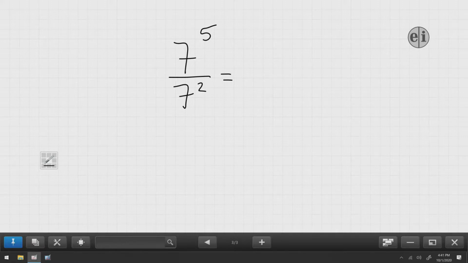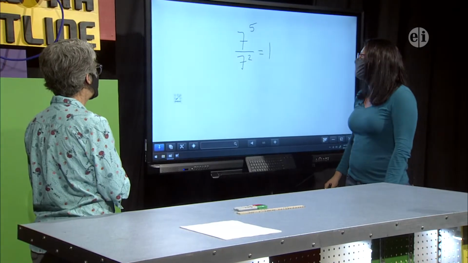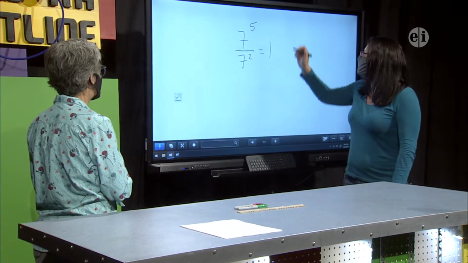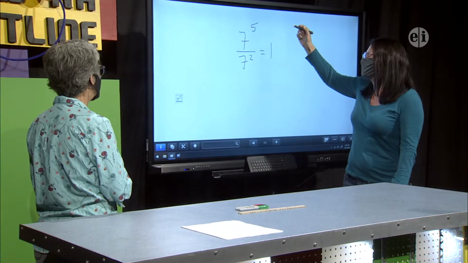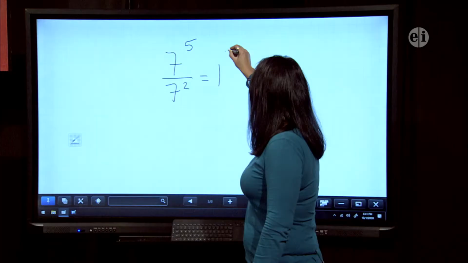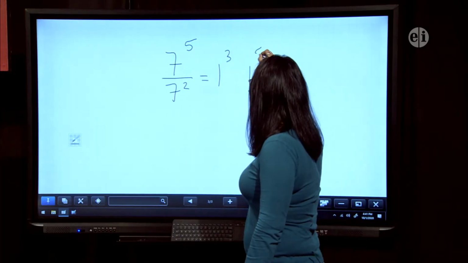I don't know. Okay, so 7 divided by 7 is 1. Yeah, I do get that, yes. Okay, cool. And then 5 over 2, it almost reminds me of fractions. Do I subtract the 5 minus 2? Yeah, either way, or whatever. 5 minus 2? We can do 1 to the 3rd. We could do 1 to the 5 halves.